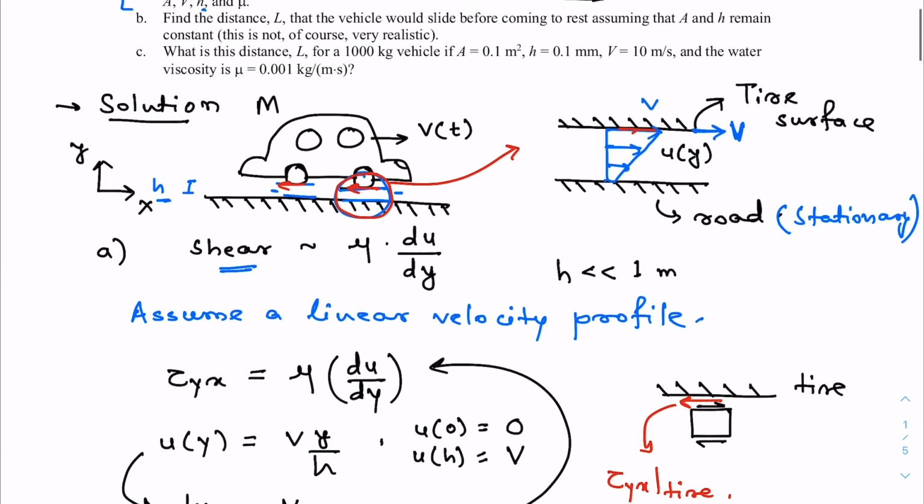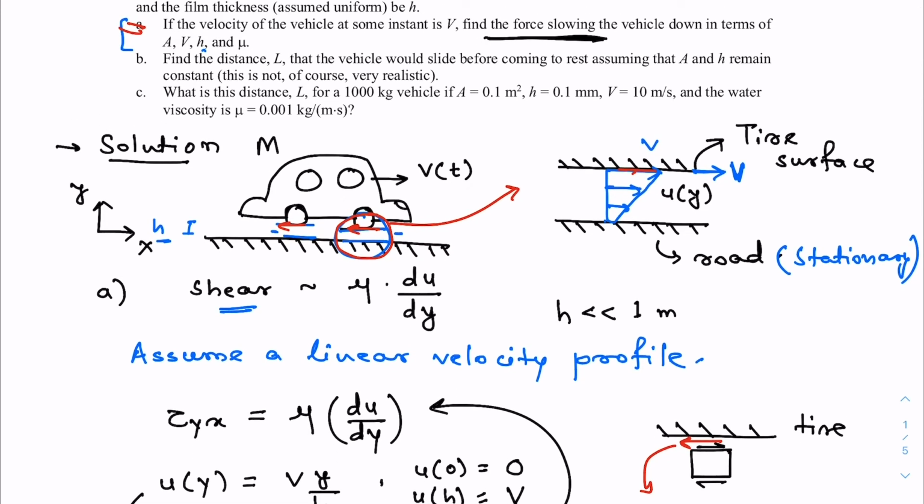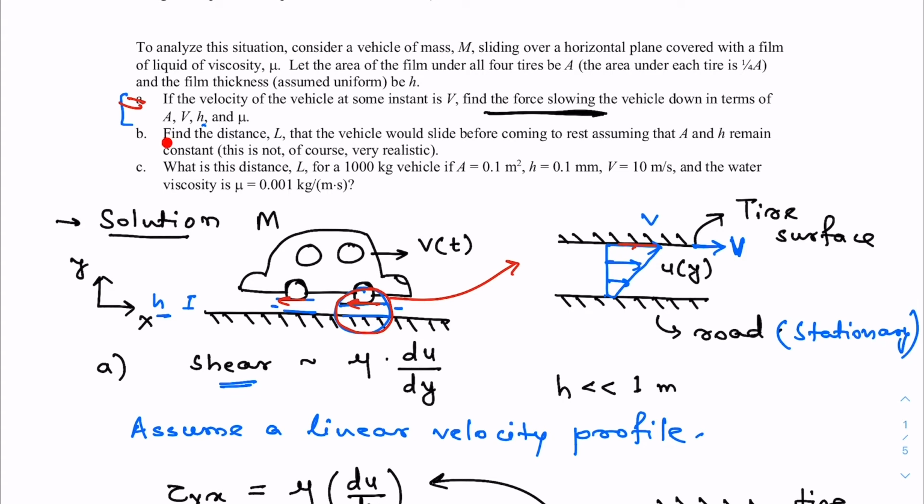So this is the answer to part A, where we found the expression for the force in terms of A, V, H, and mu, which is trying to slow down the vehicle. The origin of this force is basically the shear stress in this small film of water between the tires and the road. Now in part B, we are asked to find the distance L that the vehicle would slide before coming to rest. A and H are assumed to be constant, which is again not realistic as the vehicle will slow down, the area and the height might change, but just to simplify the analysis, we will assume them to be constant.